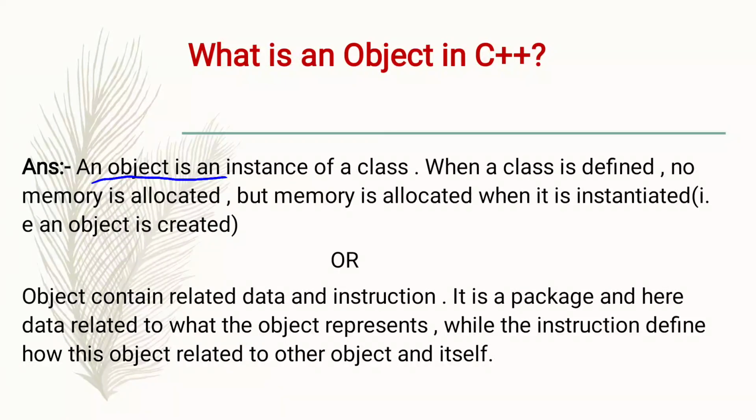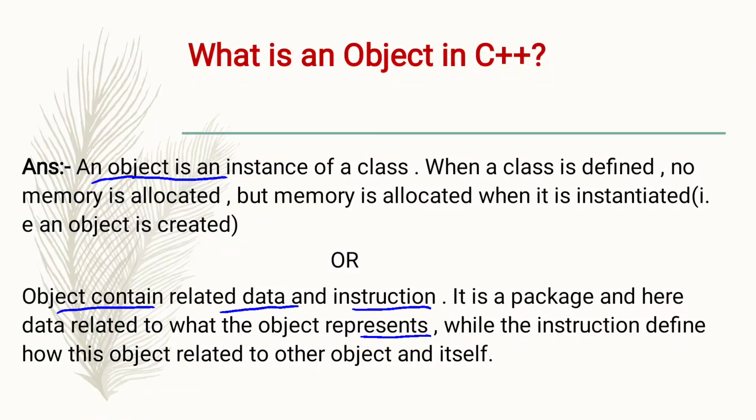An object is an instance of a class. When a class is defined, no memory is allocated, but memory is allocated when it is instantiated. That means an object is created. Or, an object contains related data and instructions. It is a package, and here the data is related to what the object represents, while the instructions define how this object relates to other objects and itself. So yeah, you can answer this question like this.